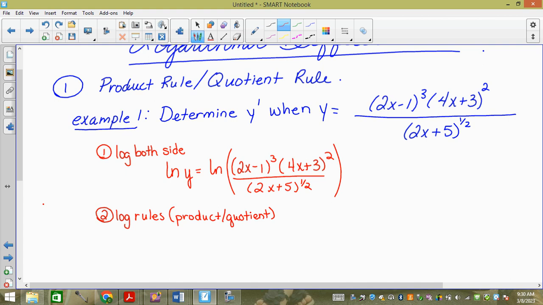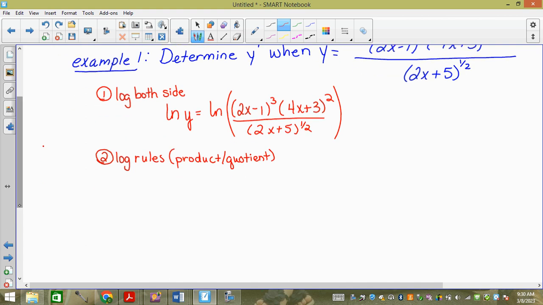But all we have to do first is ln both sides. Then we actually expand this side. That side there's nothing to expand. This side we're going to expand to plus and minuses. So we're going to get ln y equals ln (2x minus 1) cubed plus ln (4x plus 3) squared minus ln (2x plus 5) to the half.